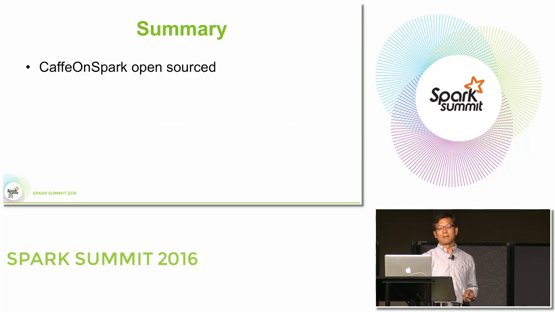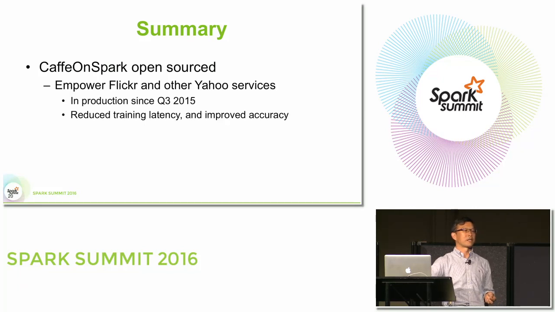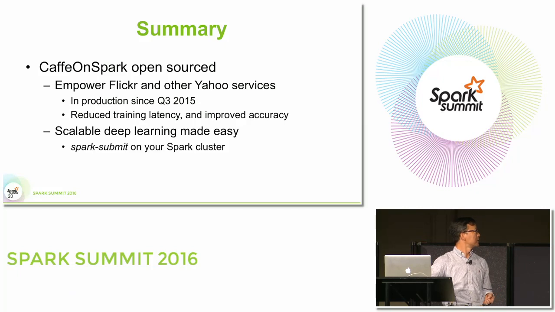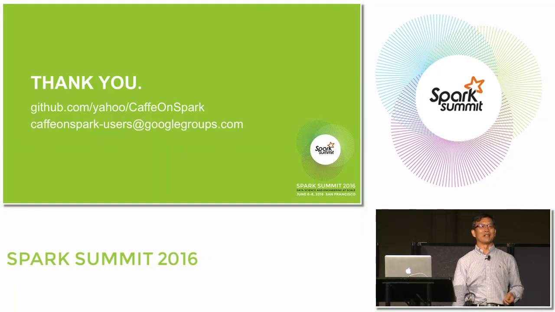So I want to just summarize. CaffeOnSpark is now ready for everybody to use. It has been tested in our production for quite a while now. For example, the Flickr demo I gave you earlier was based on CaffeOnSpark. With CaffeOnSpark, we have been able to reduce the training latencies and improve the quality of our auto tag and other capabilities in our applications. And also, as you saw, it's just your favorite command, Spark submit. So there's no excuse for you not to do deep learning. Okay? So please check out the code from our GitHub and also send us any feedback on the mailing list. Thank you.